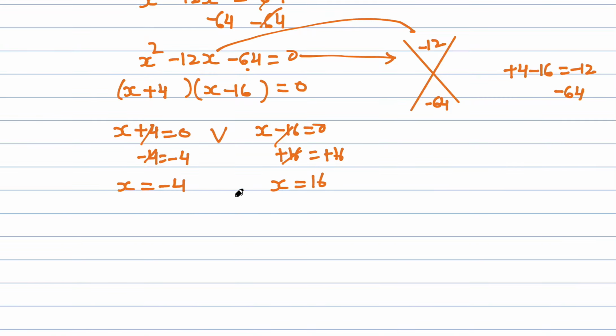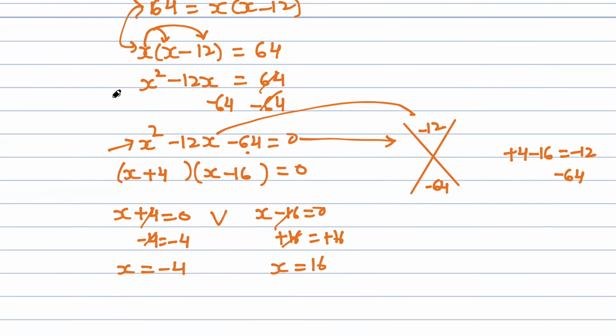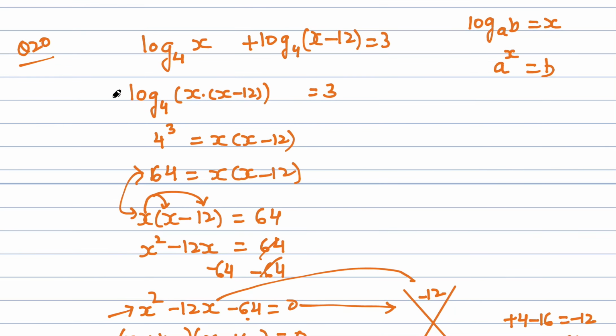Now if we see, we have calculated two values of x. Perfect. But here we are not solving a quadratic equation. Here we are solving logs, and this quadratic equation is a result of a logarithmic equation. So we have to go back to our question and check which value gives us the positive value.